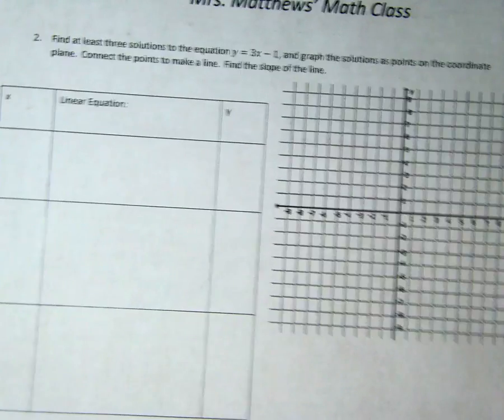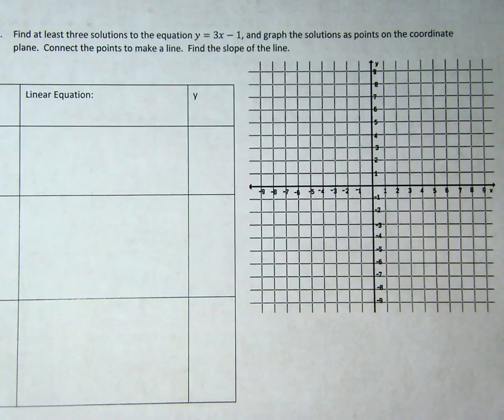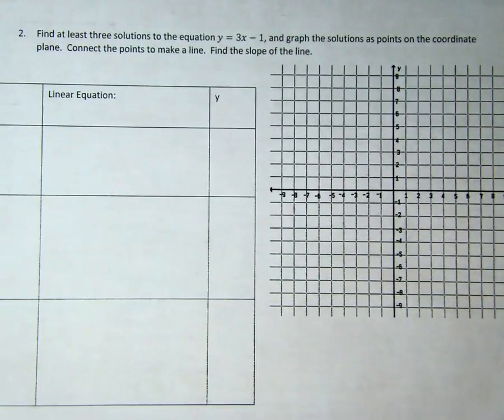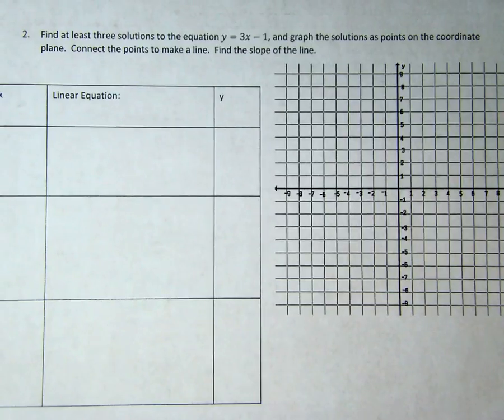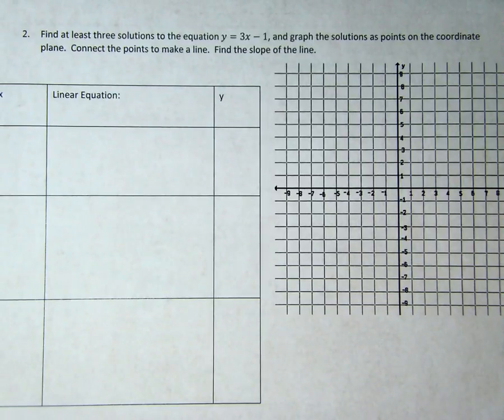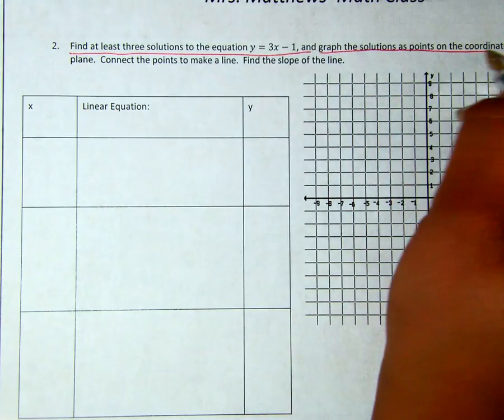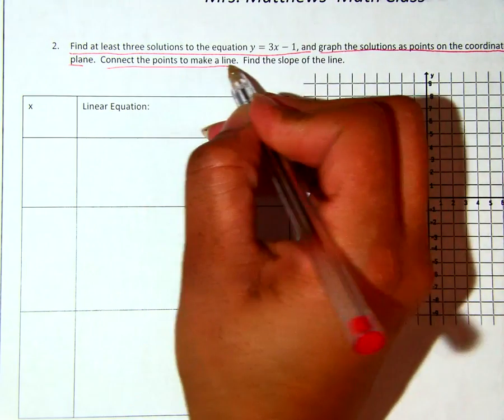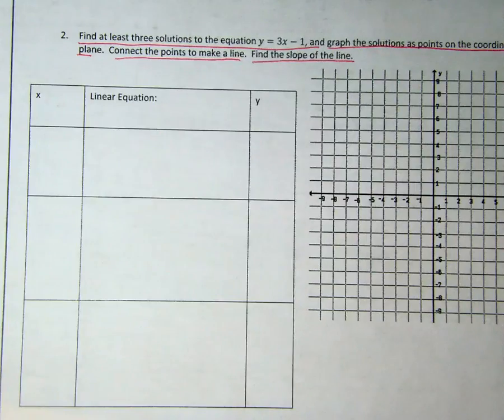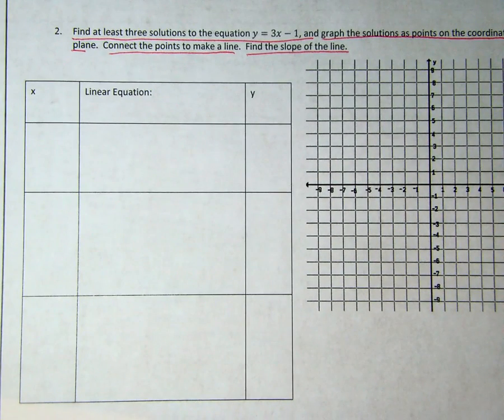Exercise number 2 asks you to do the exact same thing. You want to find at least 3 solutions to the equation y equals 3x minus 1 and graph those solutions as points on the coordinate plane. Make sure you connect the points to make a line and find the slope of that line. So there is 1 task, 2 tasks, 3 tasks, and 4 tasks, just like the previous problem.